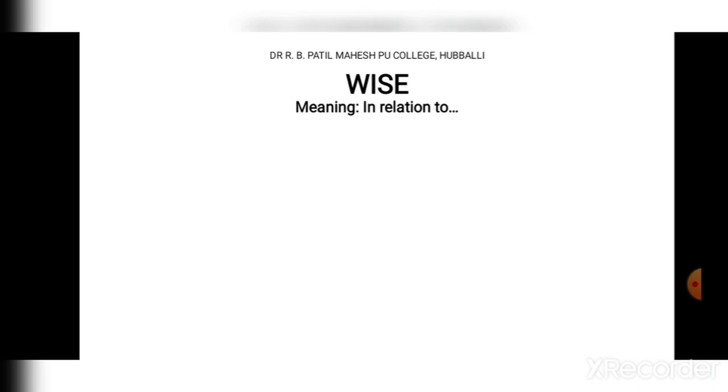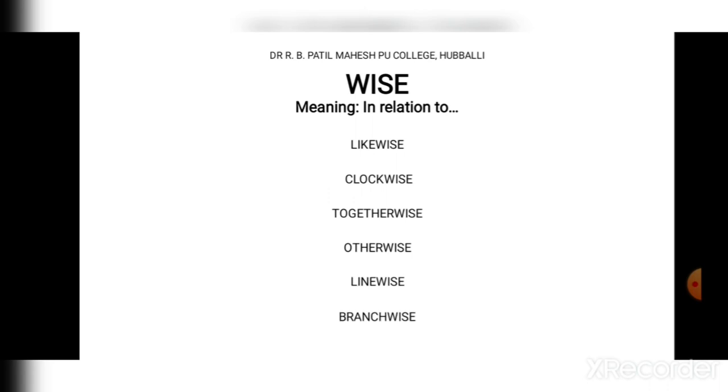Next one is wise. The meaning is it is used when you want to state in relation to. For example, likewise, clockwise, togetherwise, otherwise, line-wise, branch-wise. So wise is used when you want to state about its relation to.